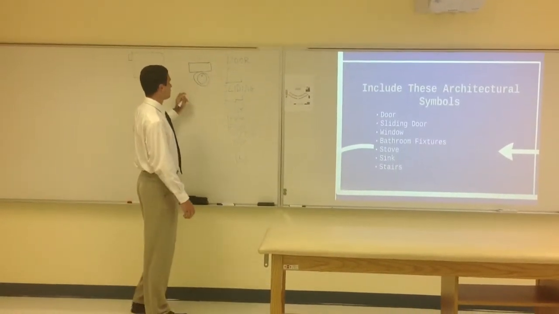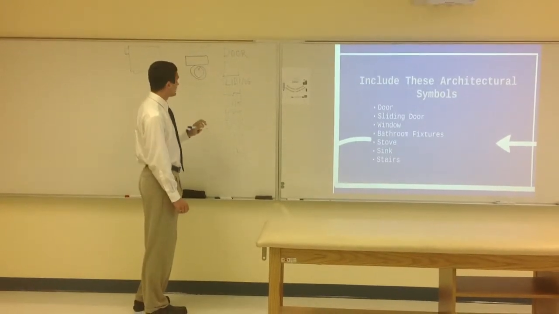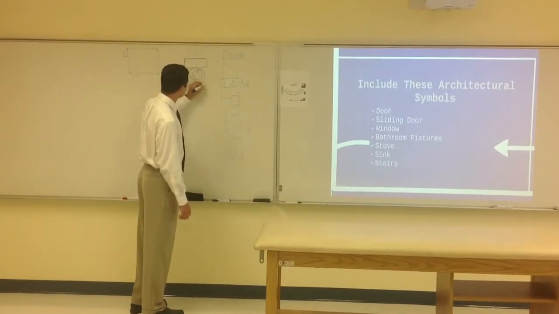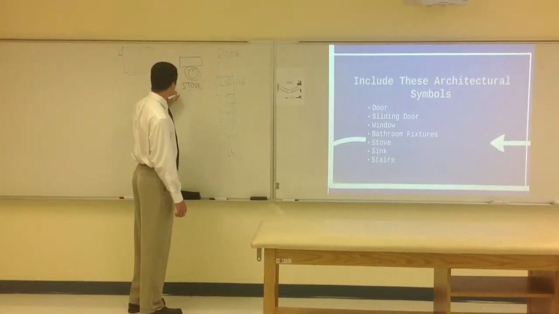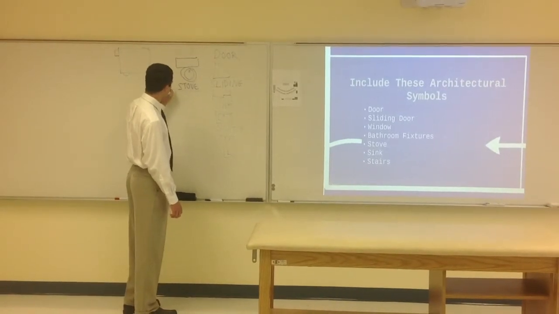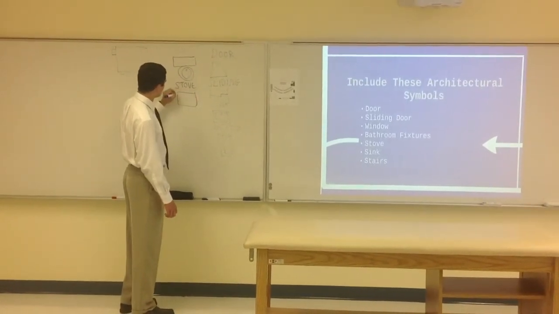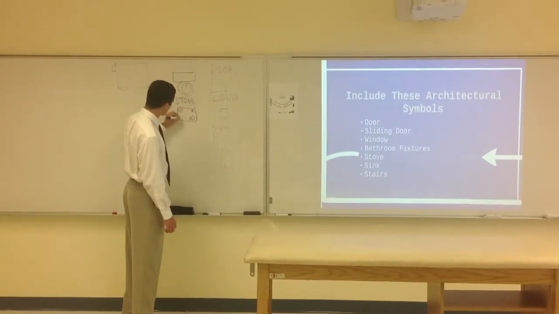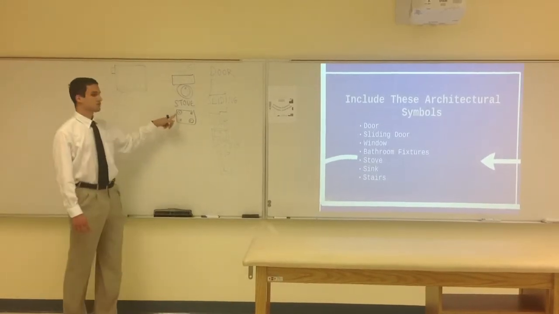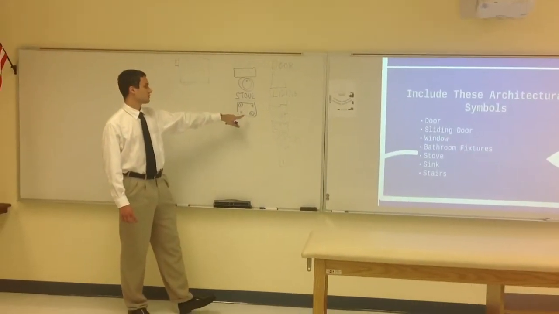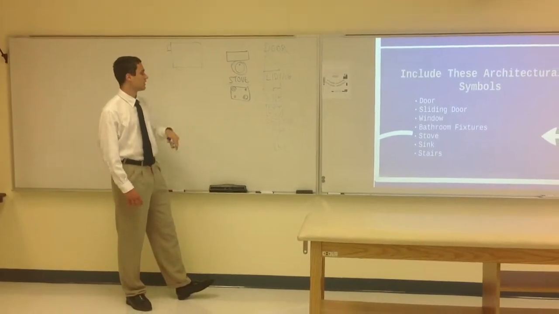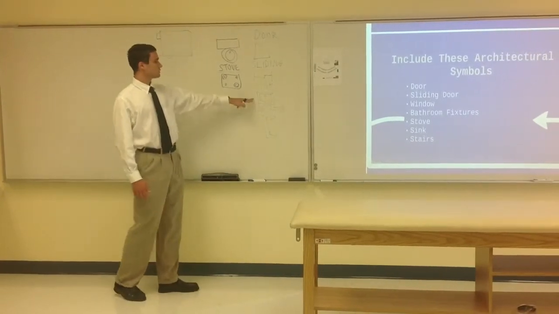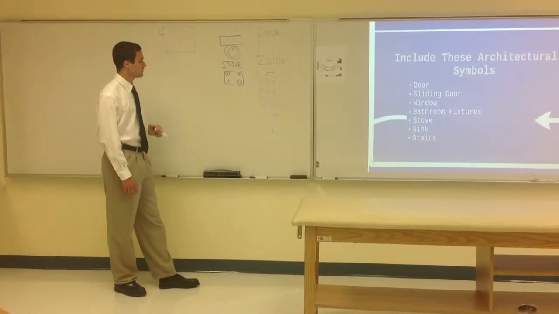Alright, for the kitchen, you're going to have a stove and a sink. So the stove would look something very close to this. You have two large ones right over here in the opposite corners and two small ones in the other opposite corners. Alright, you're also going to have a sink, which will be the same as this sink right over here that I used in the bathroom.